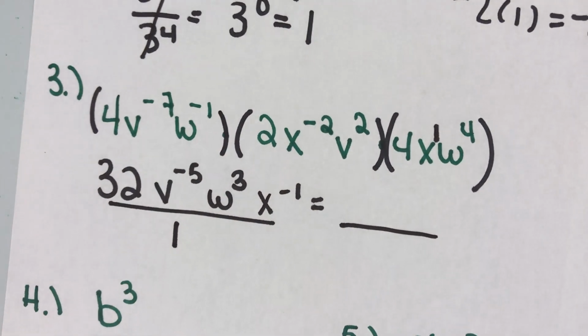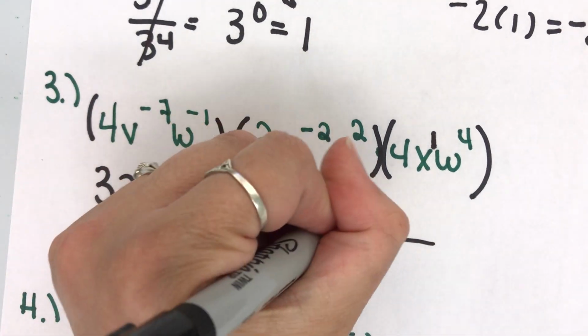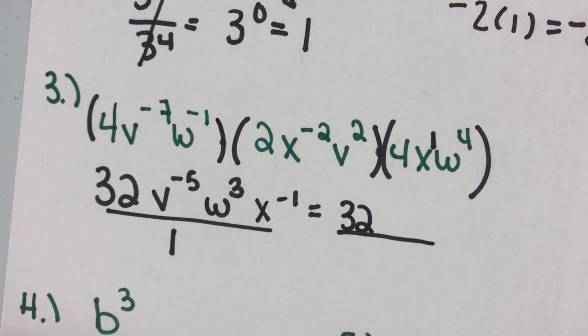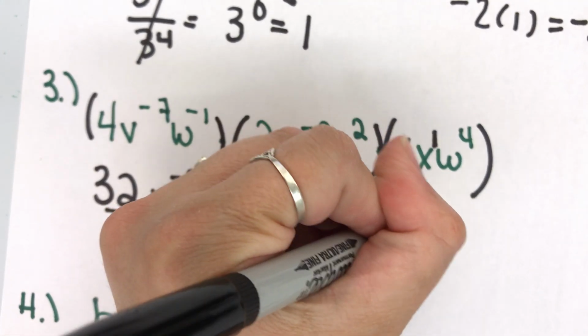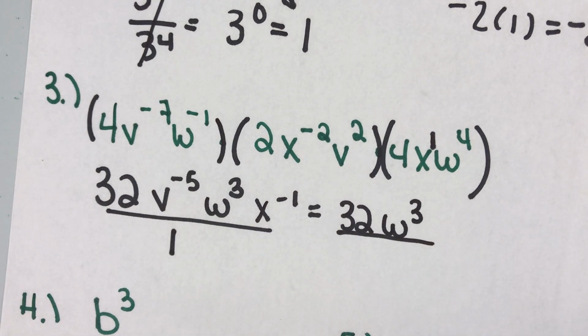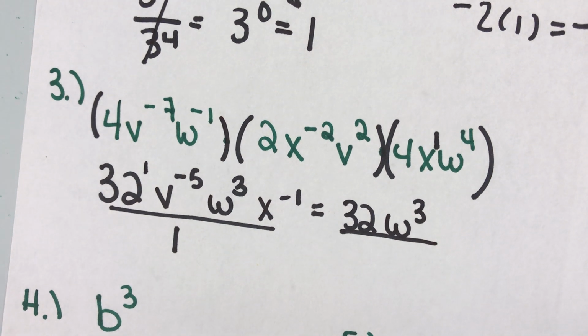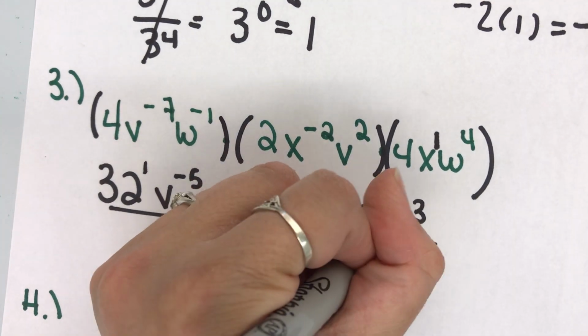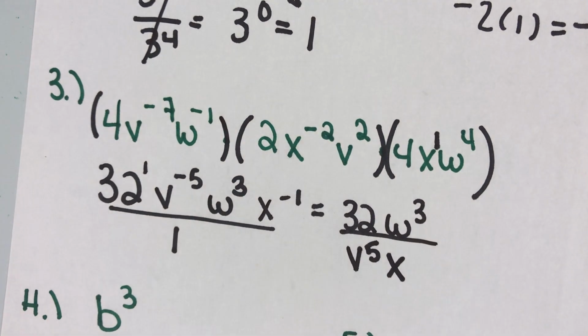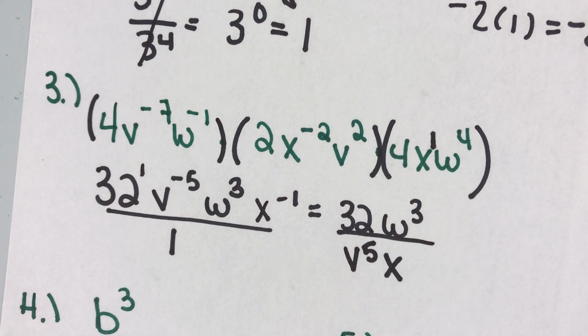So I'm going to put this over 1. I am going to leave the 32 in the numerator, and I'm also going to leave the W to the 3 in the numerator, because the W to the 3 and the 32, technically there's a 1 there, are not negative. They do not have negative exponents. But the V and the X need to be moved to the denominator because they both have a negative exponent. And when I moved the X down to the denominator, I did not put the 1 because it is no longer needed.